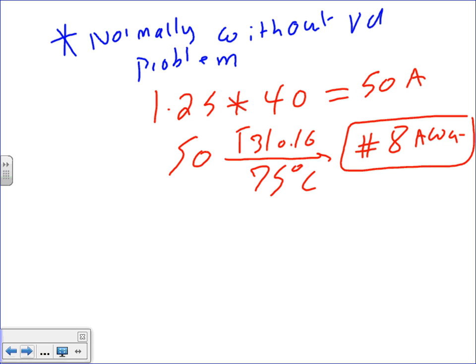So we're still good. But here's why we were good. I want you guys to look: we pumped the voltage 125% here. That's where we came up with number 8 too. So we're still good. So number 8 could have gotten us there even without the voltage drop problem. Number 8.